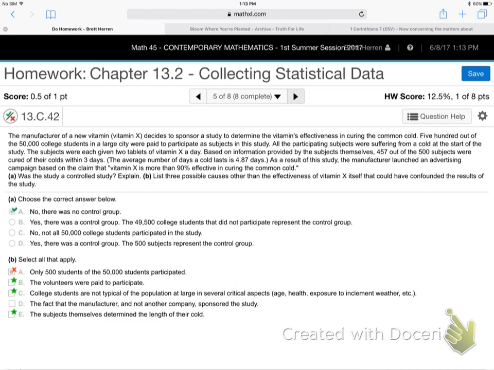The subjects were each given 2 tablets of vitamin X a day. Based on the information provided by the subjects themselves, 457 out of the 500 were cured of their colds within 3 days. The average number of days a cold lasts is 4.87 days. So most of them were cured early. As a result of this study, the manufacturer launched an advertising campaign based on the claim that vitamin X is more than 90% effective in curing the common cold. Where are they getting the 90%?